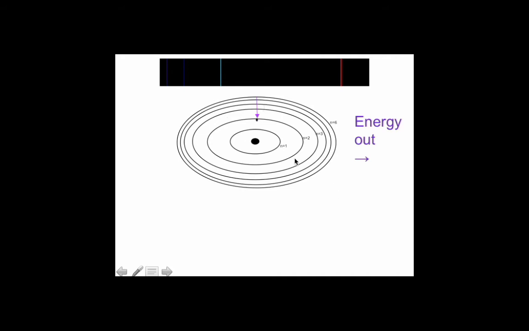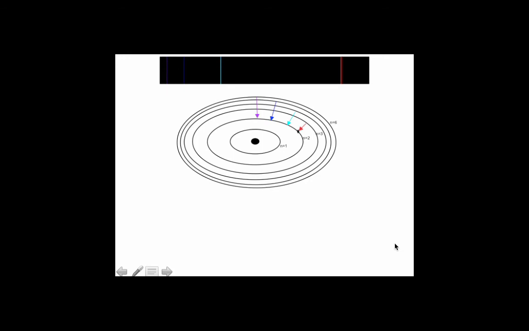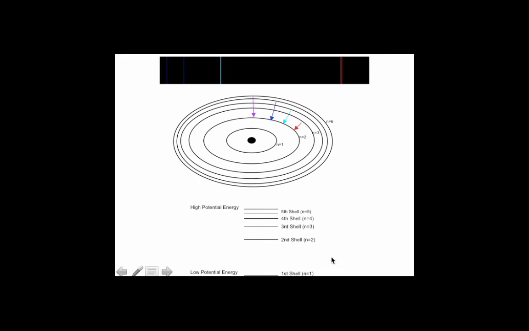If the electron just went up to the 5th energy level, we would see, when it comes back down, the blue light. If the electron was excited to the fourth energy level, we would see that teal light. And if the electron went to the third energy level, we would see the red light. Essentially, Bohr said that the first energy shell is n equals 1, and that's the lowest potential energy.